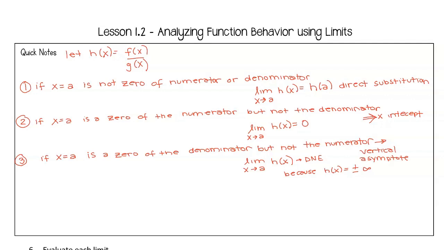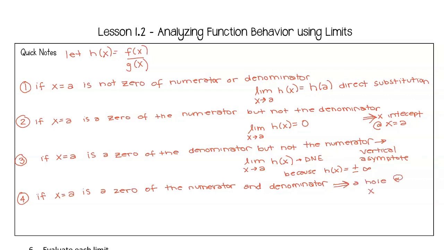Okay, it looks like I forgot something on option 2. This is, it will have an x-intercept at x equals a. Okay, that looks better. Okay, then the fourth scenario that can happen is when we have our value x equals a is a 0 of the numerator and the denominator, then we have a hole at x equals a.